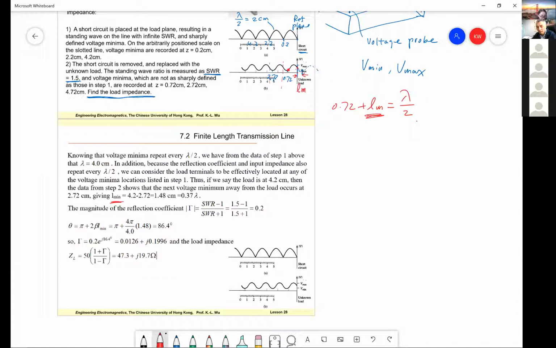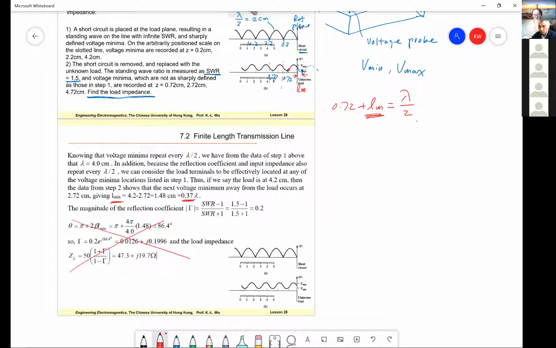Once you find this Lm, then we can find, if this is Lm, we also know the standing wave ratio. So you don't need to use this formula. Don't look at this. Look at the simplest, easiest way, the way that you use this formula to get your answer.